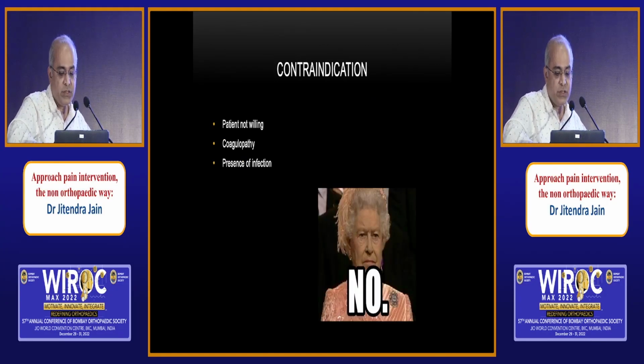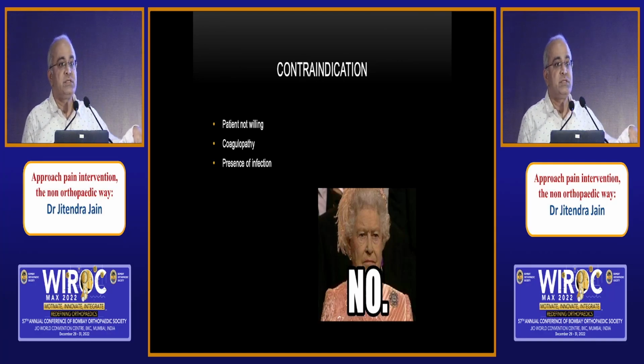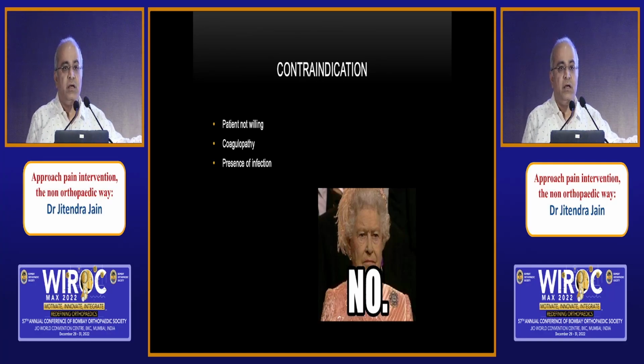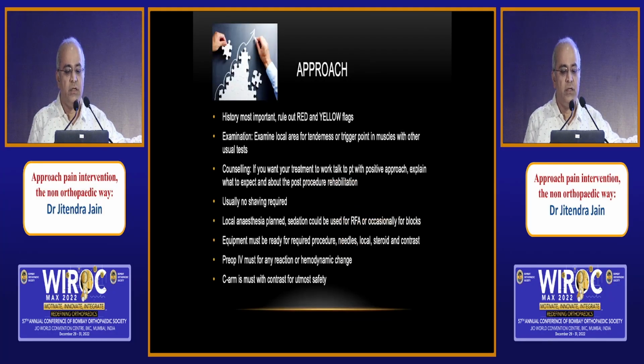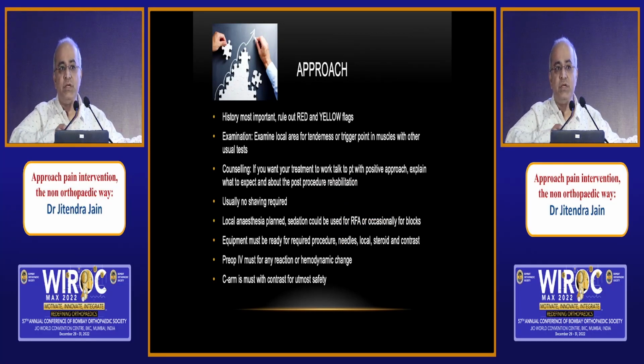Indications already mentioned. Contraindications: if the patient says I don't want it, obviously you don't give it. And if there is any coagulopathy or infection, you don't do it. So the approach: you come to the history first, where you would be suspecting a particular generator and you would be targeting that accordingly. You obviously rule out the red and yellow flags.